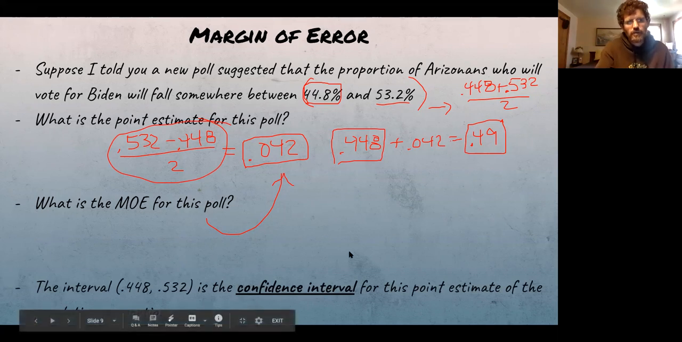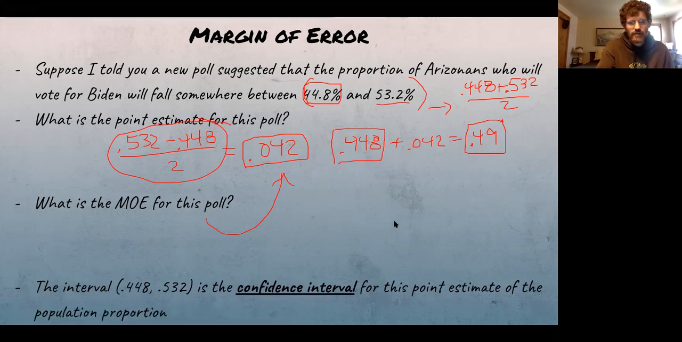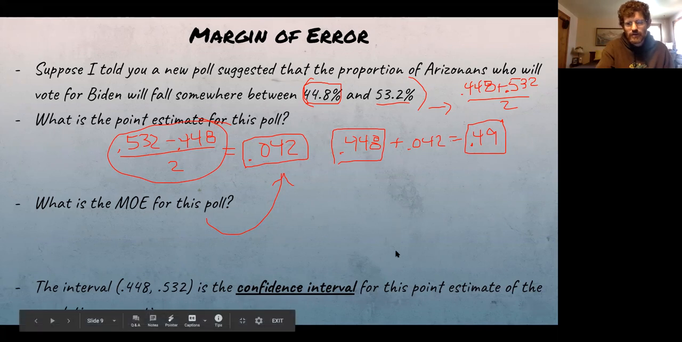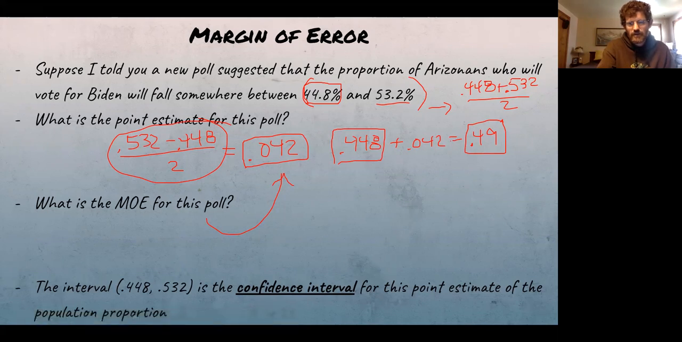Okay, so the interval 0.448 to 0.532 is the confidence interval for this point estimate of the population proportion, which is a lot of statistics language to say that basically this is the range of values we would expect for where the true value is.